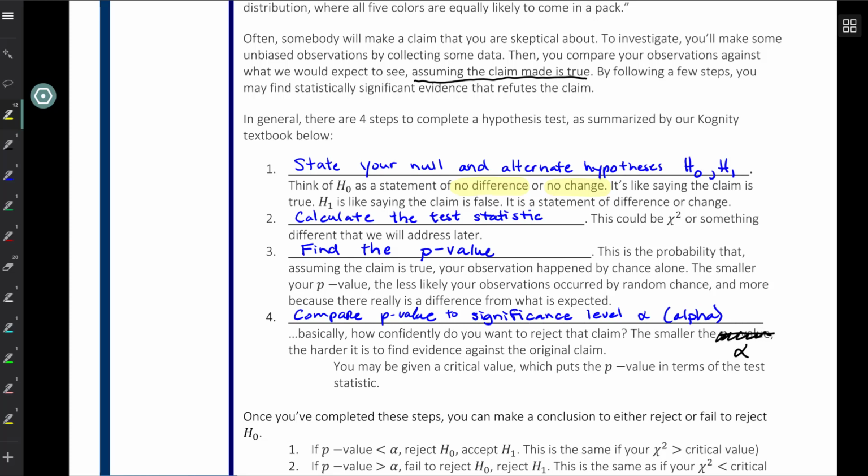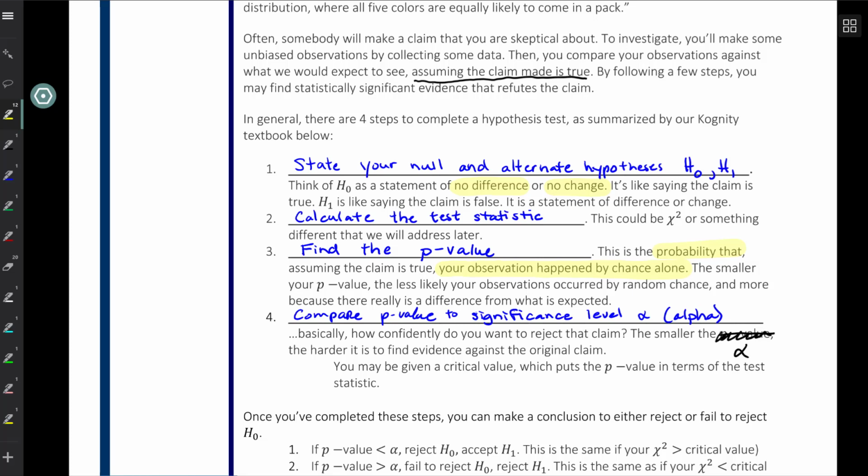That's step 3. What is the p-value? That's something new. This is a probability, and it's the probability that, assuming the claim is true, your observations, the things you saw, the data you collected, happened by chance alone. The smaller your p-value, the less likely your observations occurred by random chance.